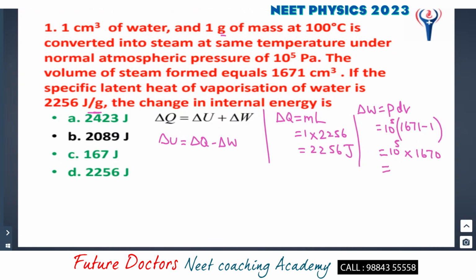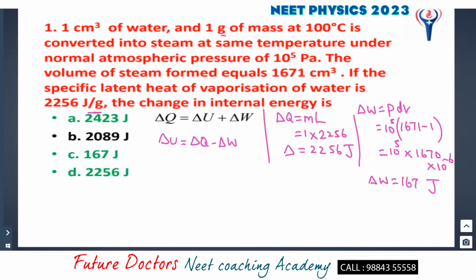Then into 10⁻⁶, because cm³ to m³ means into 10⁻⁶. Then 10⁵ times 10⁻⁶ is 10⁻¹. 1670 into 10⁻¹ is 167. That is ΔW equal to 167.0 joules.